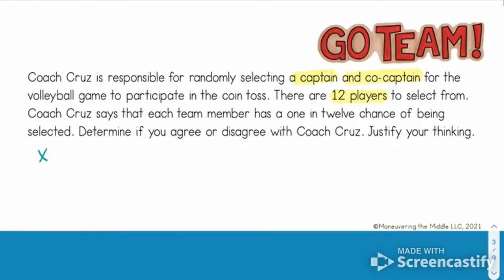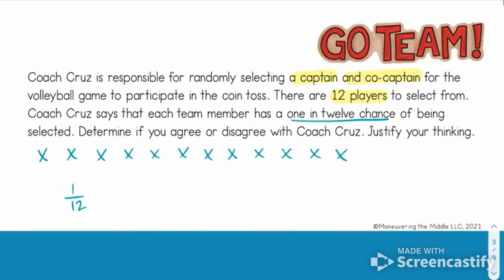Well, if there's 12 players to select from, and he's selecting a captain and a co-captain, I'm going to represent this. So there are 1, 2, 3, 4, 5, 6, 7, 8, 9, 10, 11, 12 players. And so he says that each team member has a 1 in 12 chance of being selected. Well, the first time that he chooses a captain, there are 12 players. So the probability of selecting a captain is 1 out of 12.